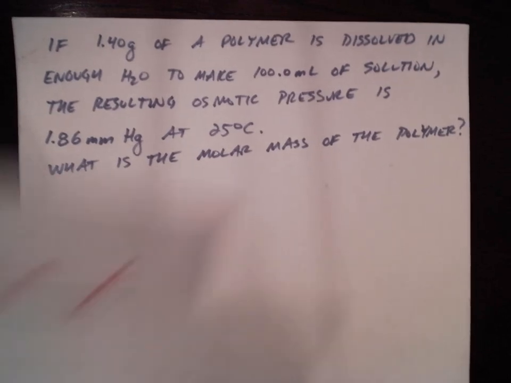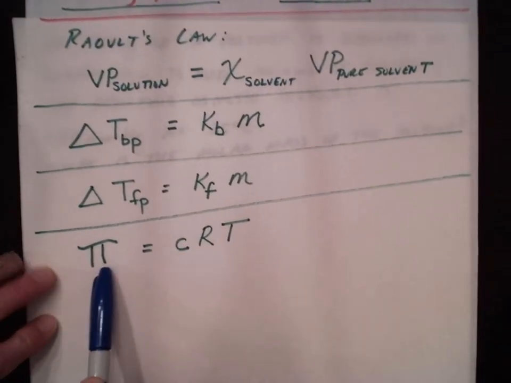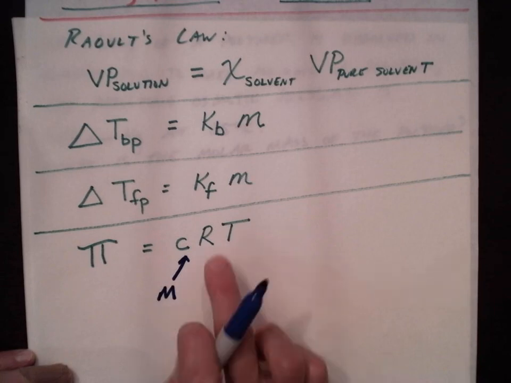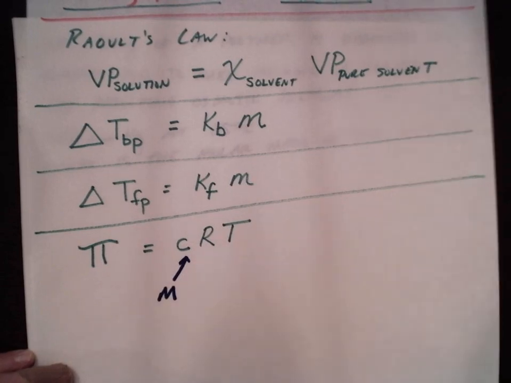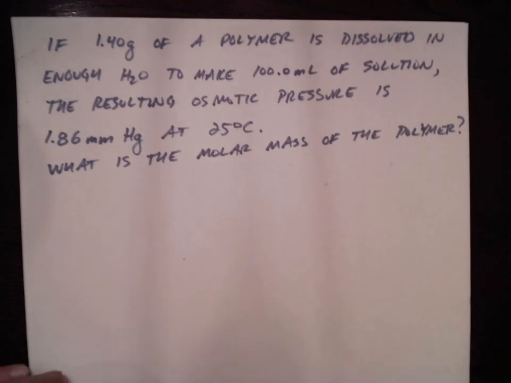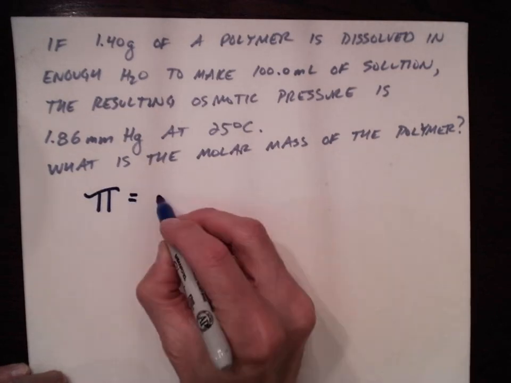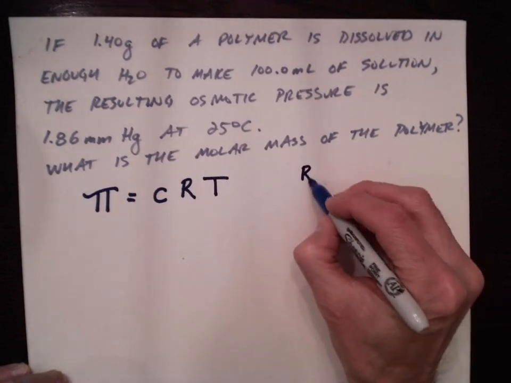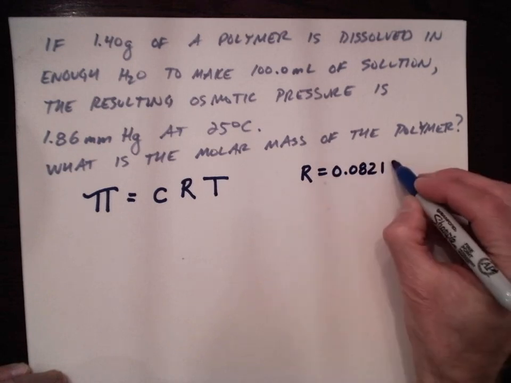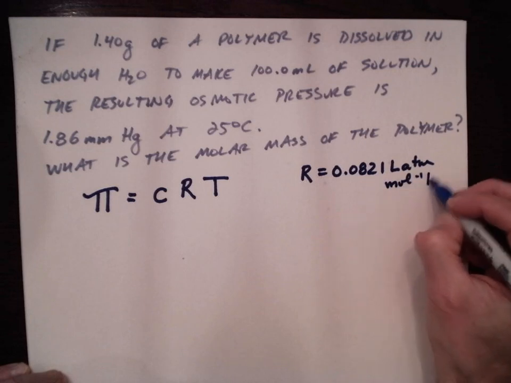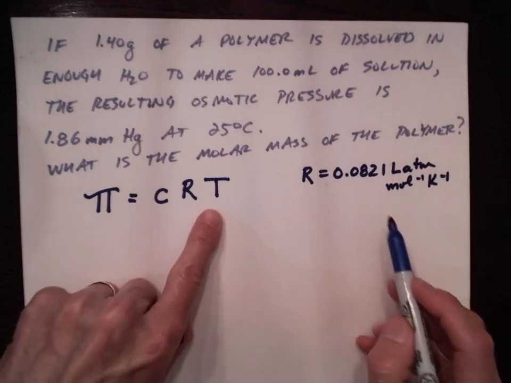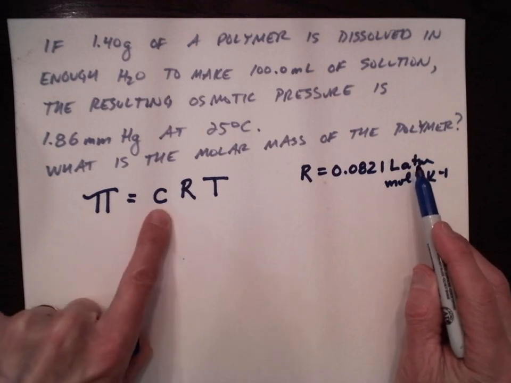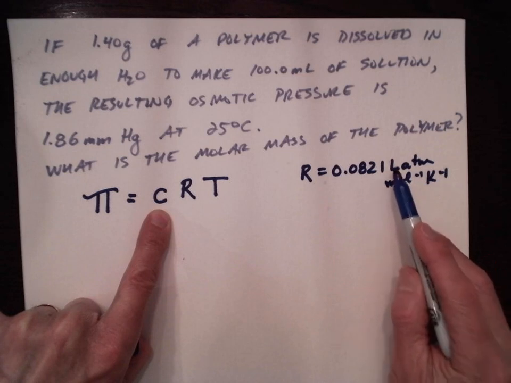Now we're clearly going to be using the osmotic pressure equation, which is this here. The osmotic pressure is the concentration of the solution, in units of molarity by the way, times the gas constant times the temperature. So let's see what we know here. Let's remind ourselves that the gas constant is 0.0821 liter atmosphere per mole per Kelvin. So we know we're going to need our temperature in Kelvin, our pressure in atmospheres, and our concentration in units of moles and liters. Remember, moles per liter, that's molarity.